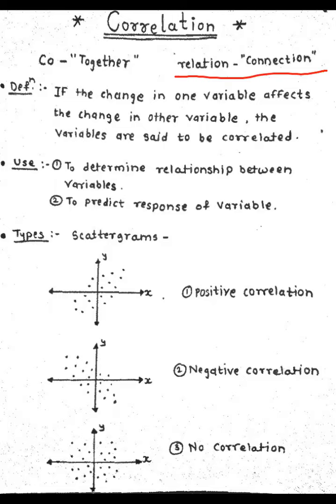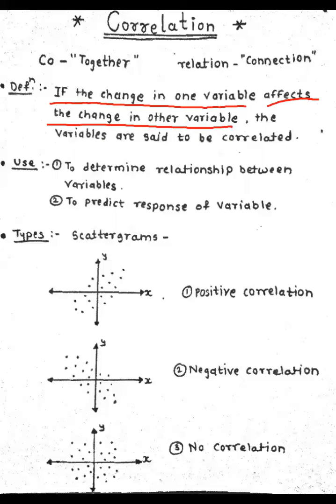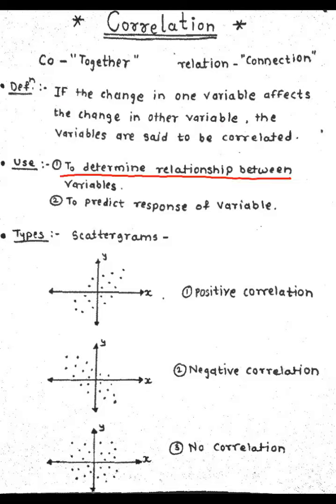In another way, we can define correlation such that if the change in one variable affects the change in another variable, then these variables are said to be correlated. The second point is the use of correlation: it is used to determine the relationship between the variables, and second, it is used to predict the response of a variable.